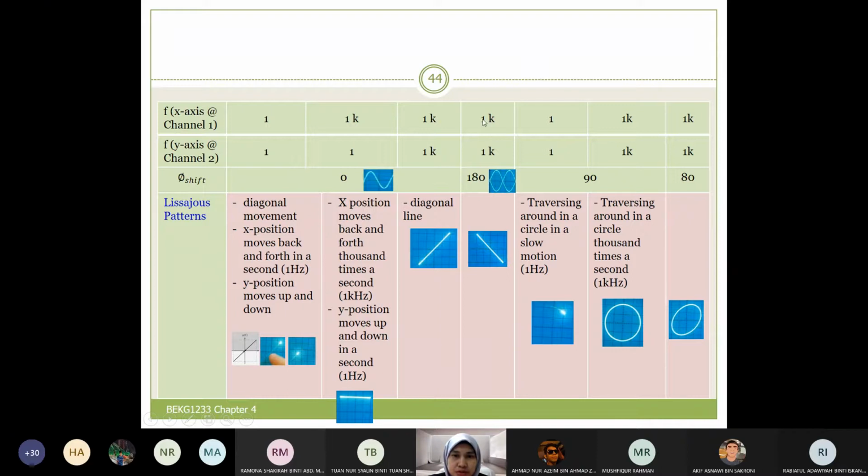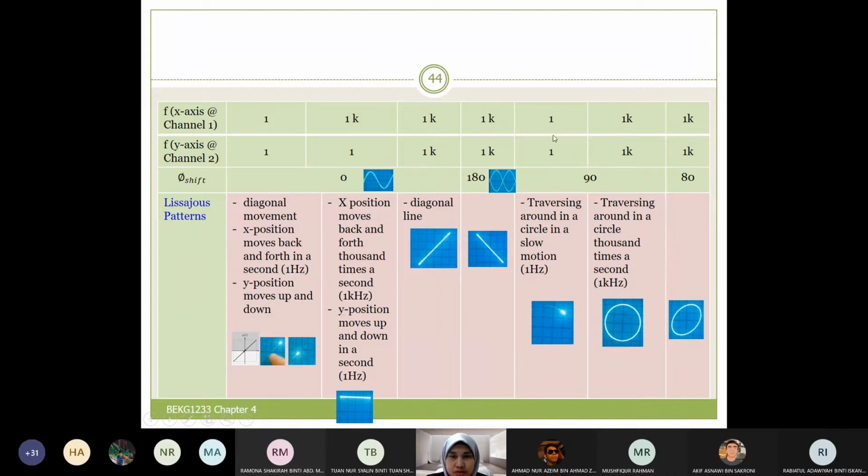Since the frequency for both axes is 1K, there are 1000 movements in a second for both x and y position. So we can see the diagonal line on the screen. These are the examples.